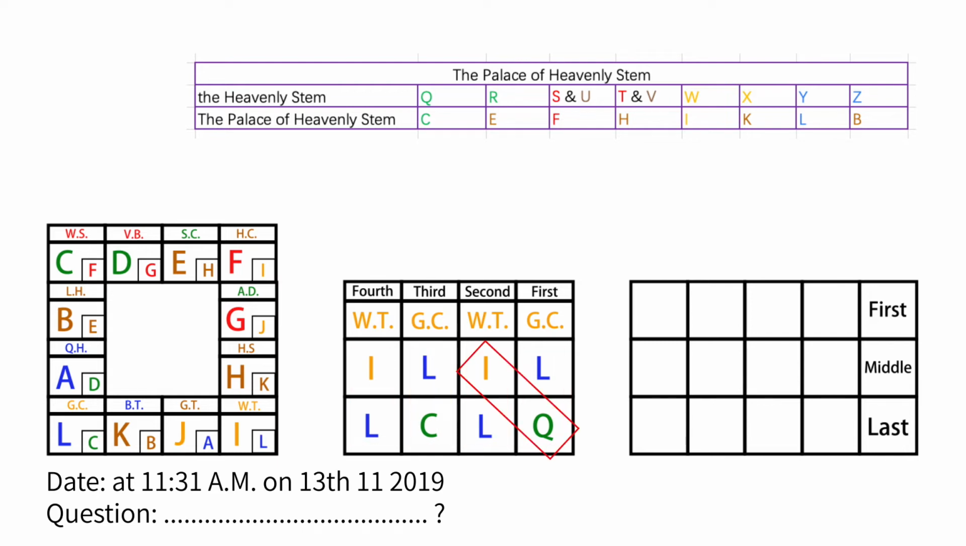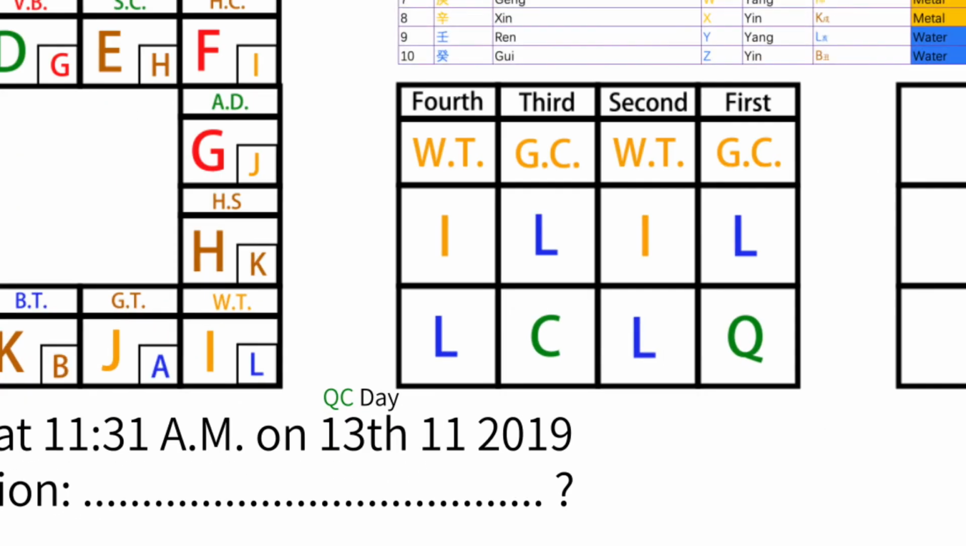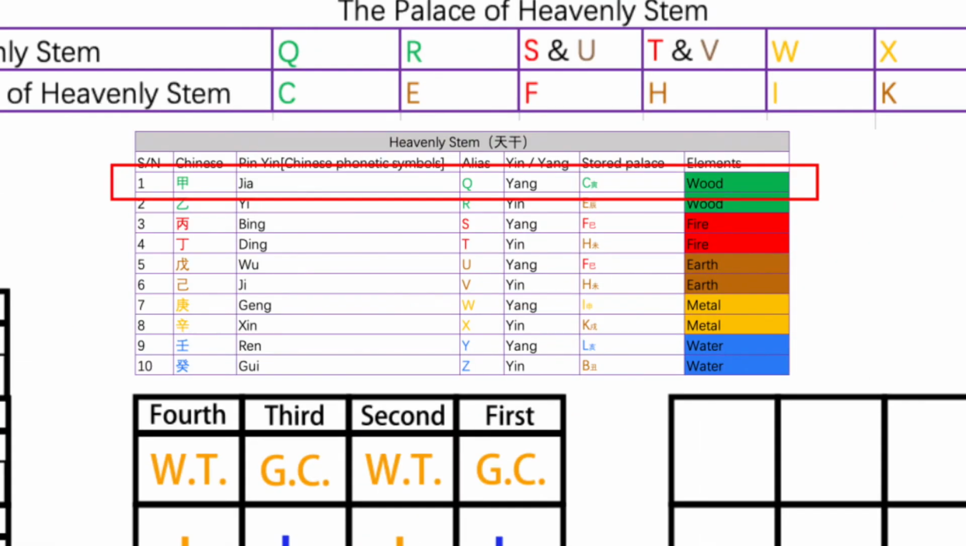There is a restriction relationship between I and Q, but we cannot use the remote restriction to determine the 3 transmissions when the first lesson and the third lesson are the same, and the second lesson and the fourth lesson are the same. We need to observe what the yin or yang attribute of the heavenly stem of the date is. It is Jia, which is Q. According to this table, we can know that the yin or yang attribute of Q is yang.